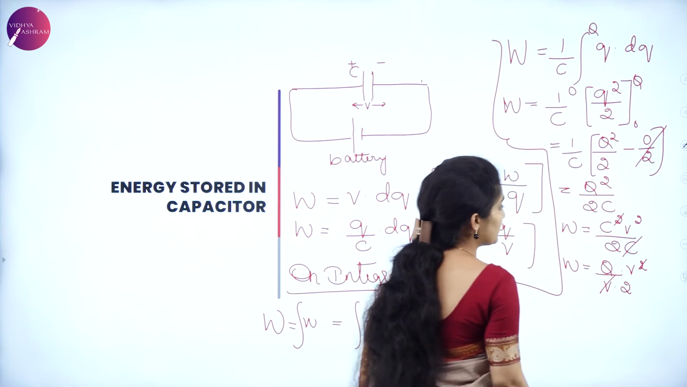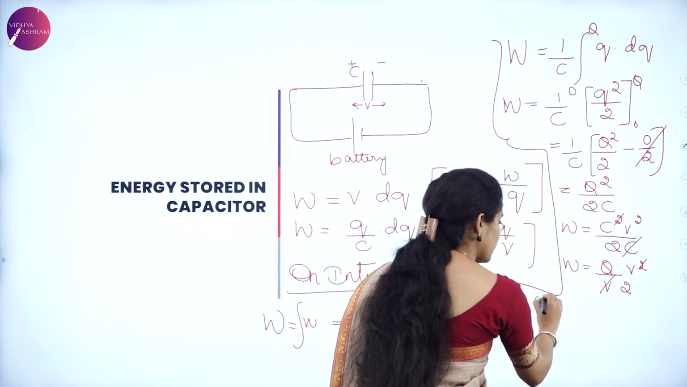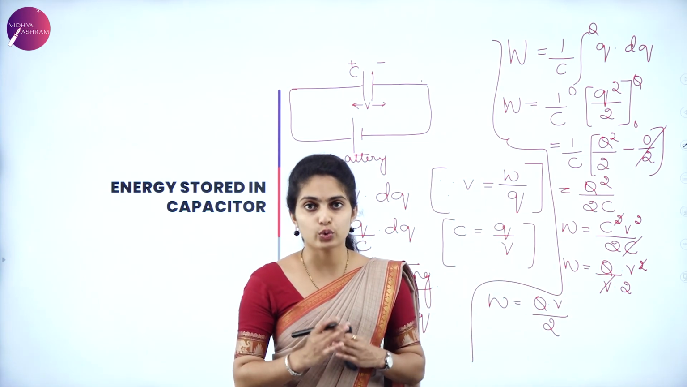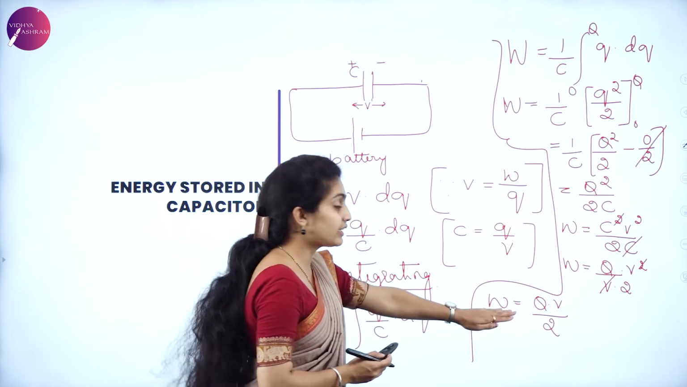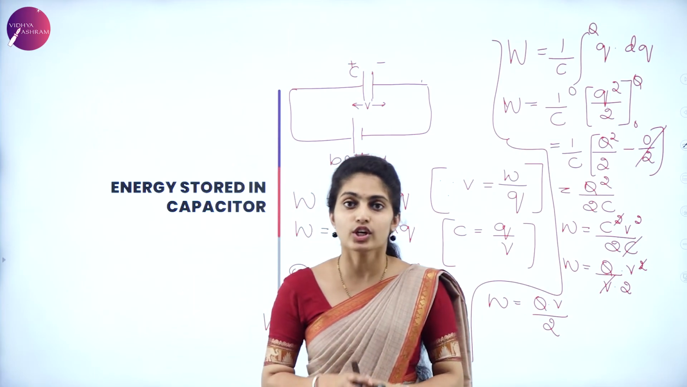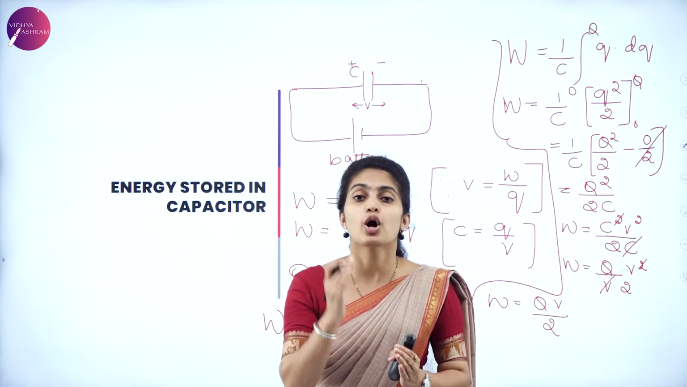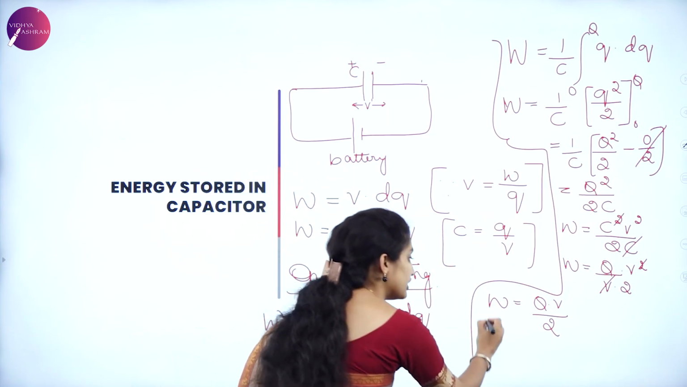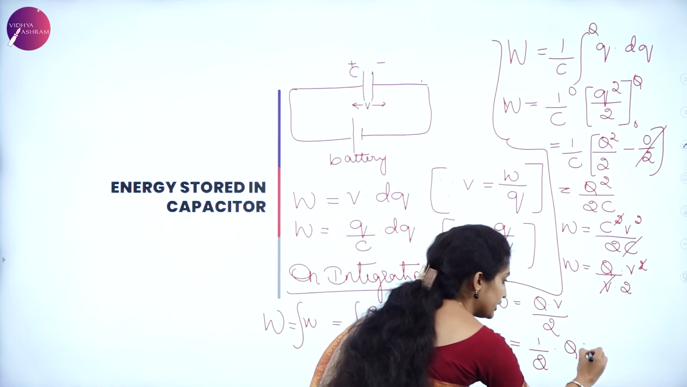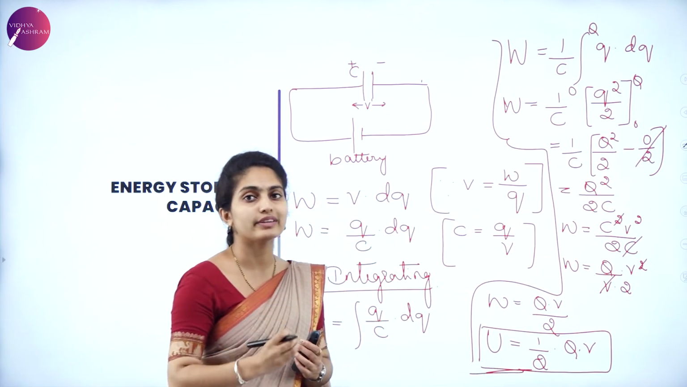V gets cancelled with V square. So we have W is equal to Q into V divided by 2, or half QV. So it is nothing but the work done, which is equal to the energy stored in the capacitor. The storage of energy is nothing but potential energy, which can be given as U is equal to half into Q into V. This is the energy which is said to be stored in the capacitor.